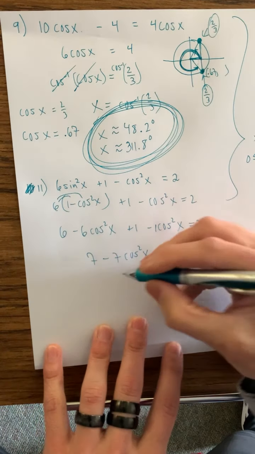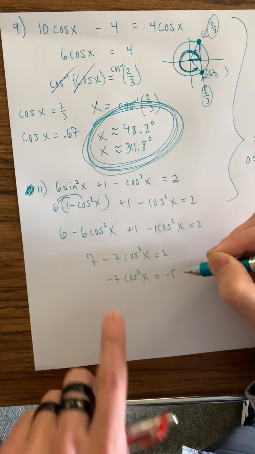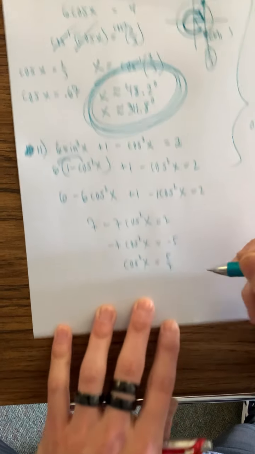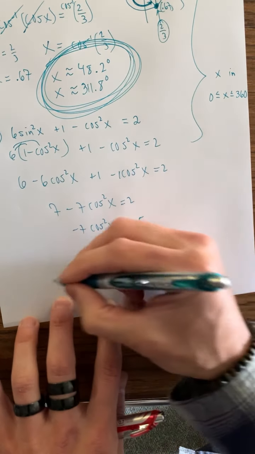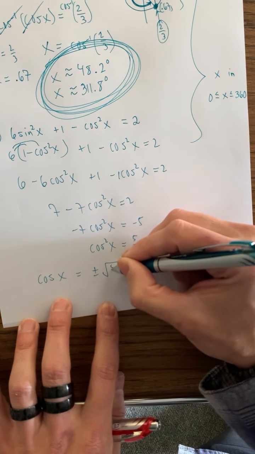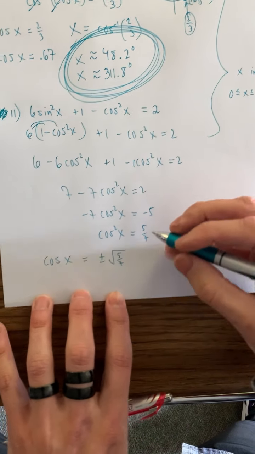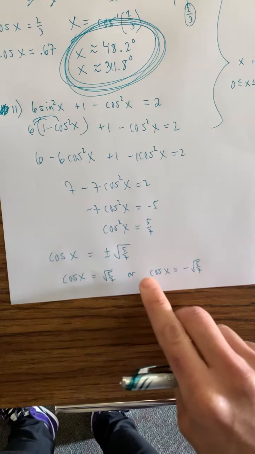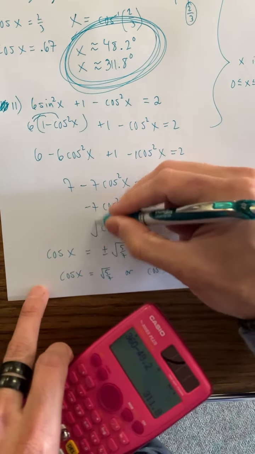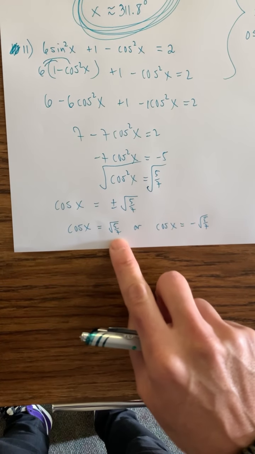Let me subtract 7 from there. And then after that, let me divide both sides by negative 7. So cosine squared equals 5 over 7. Now if I square root both sides, I get cosine x equals plus or minus the square root of 5 over 7. Let's break this up into 2 cases. So cosine could be either that or cosine could be that, because when I did a square root here, that created a plus or minus. Now, I don't like that number. Let me turn that into a decimal.